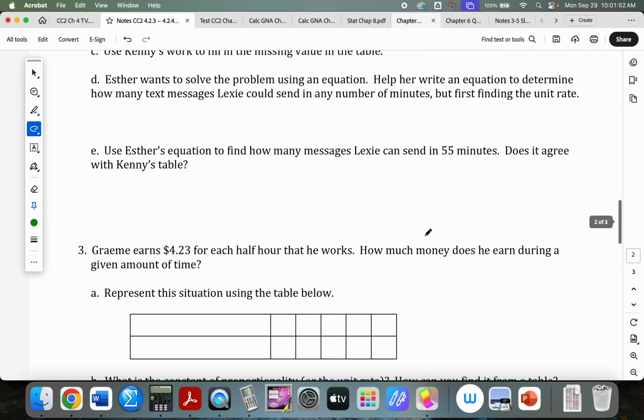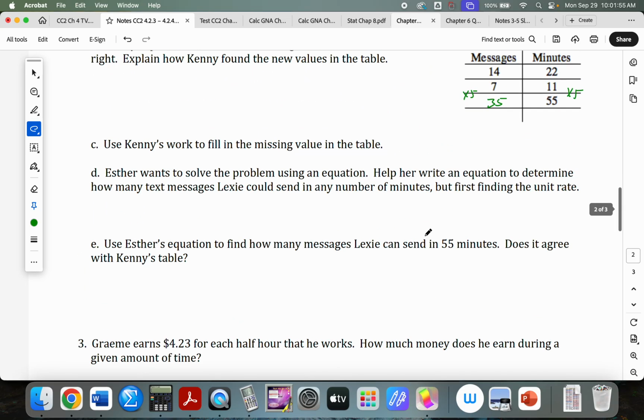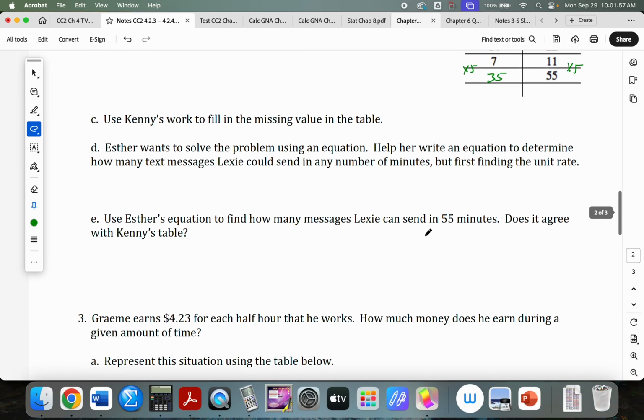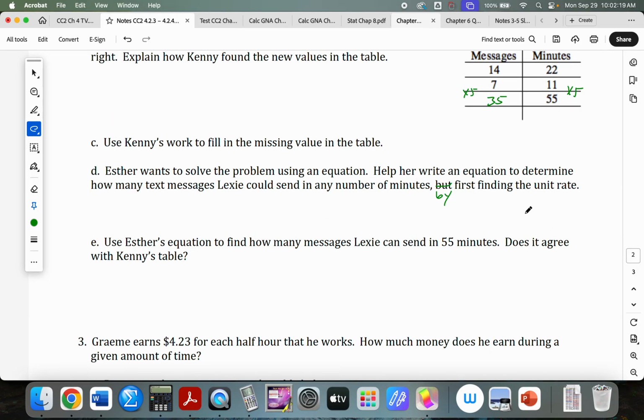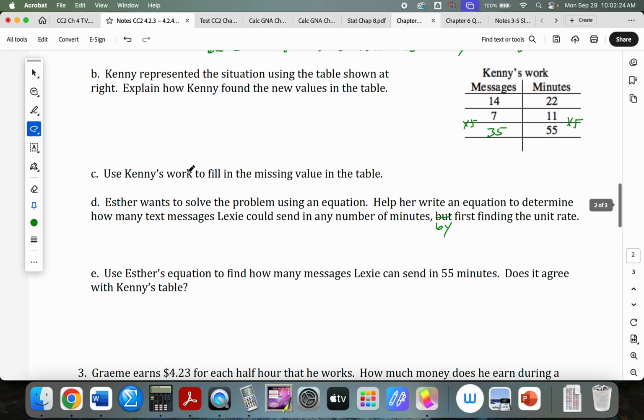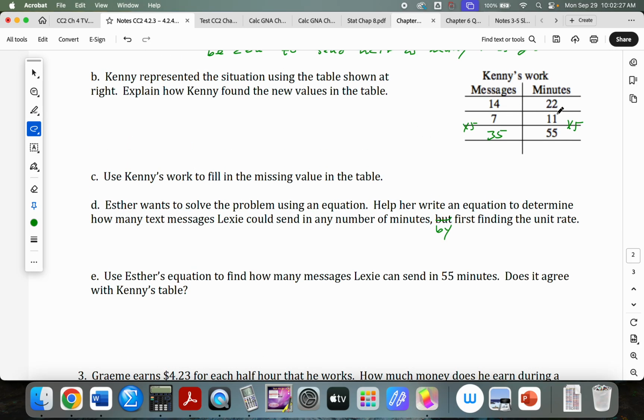So Esther wants to solve the problem using an equation. So let's help her to write an equation to determine how many text messages Lexi could send in any number of minutes. And that should be done by first finding the unit rate. So let's do this in messages per minute.